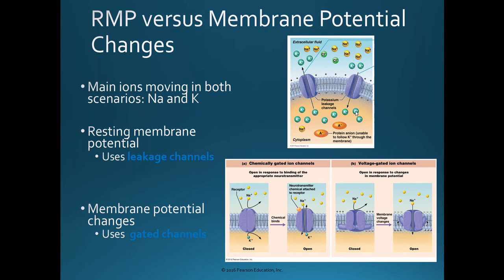And there are two ways that gated channels open or close. You can have a chemically gated channel, when some ligand, some chemical messenger, binds onto the channel and it opens up. This is the kind that we find in our synapses. And then you can have voltage-gated ion channels, which open or close depending on the membrane potential. If the membrane potential changes, that will trigger these voltage-gated channels to open.